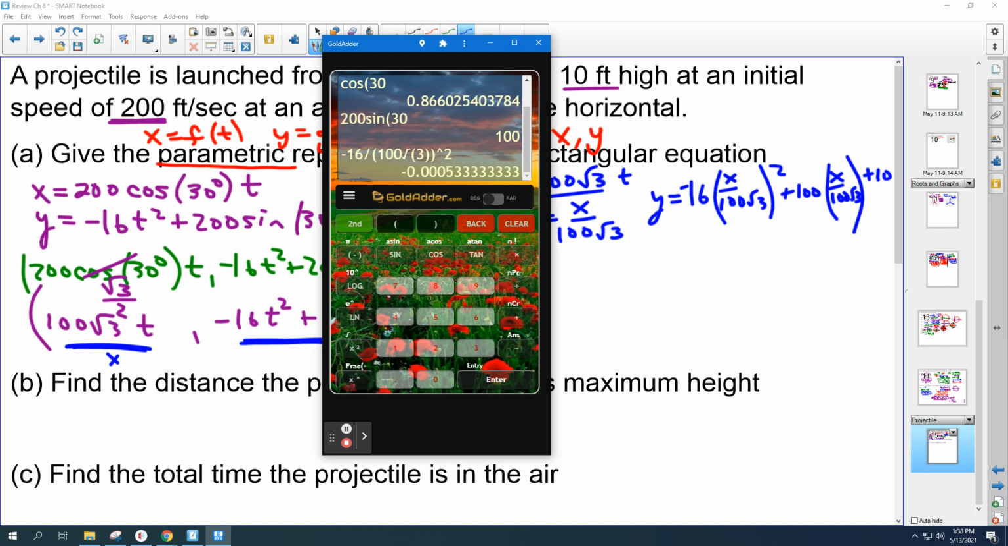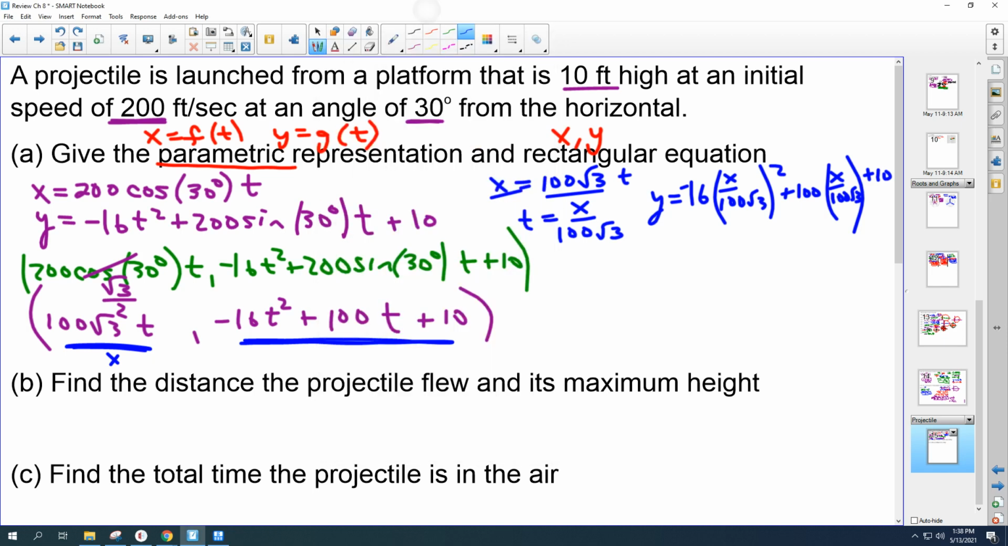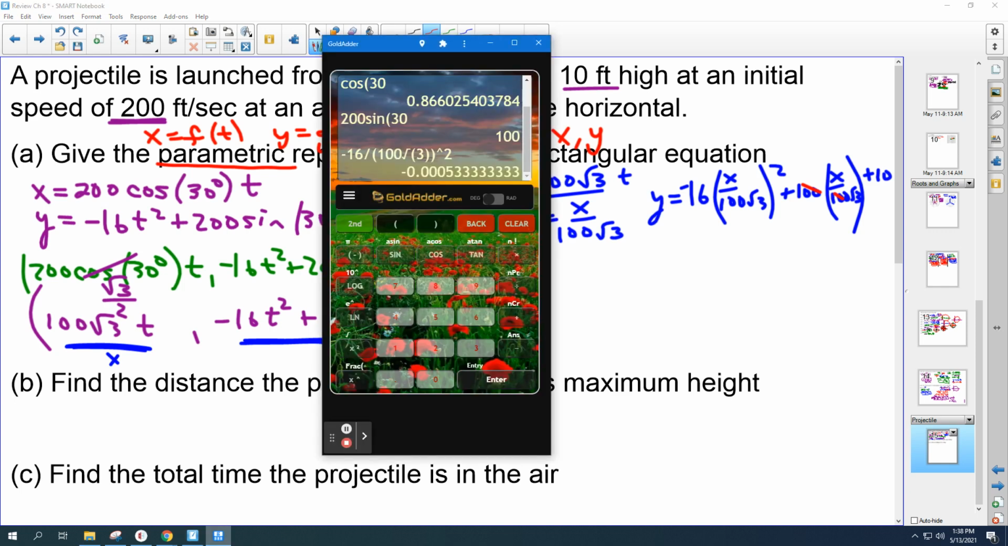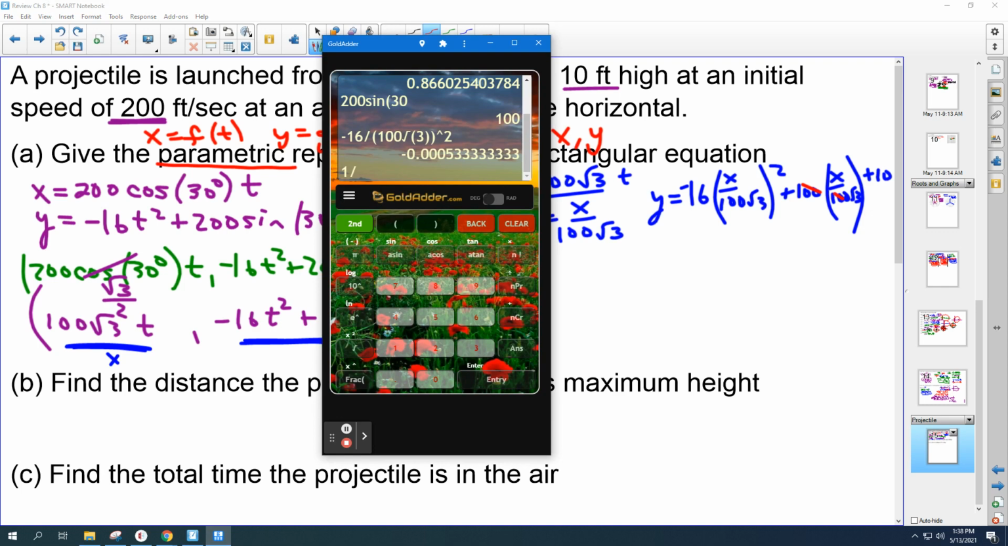Okay, great. So be very careful on that. You have to divide by 100 square root of 3 squared. If you don't do it right, you're not going to divide by the thing squared. So that gives 0.00053 repeating. And then on the other one, you might notice those 100s are going to cancel out. So really there you just have 1 over square root of 3.